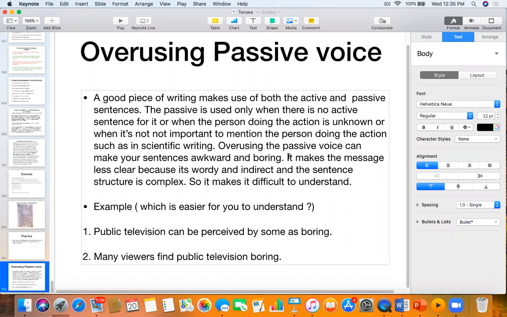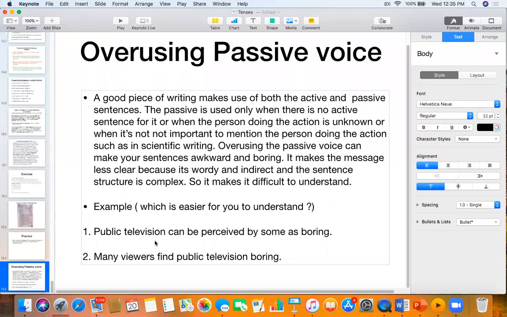And the sentence structure is also very complex, so it makes it difficult to understand. So just use passive voice, but use it wherever it is absolutely necessary.